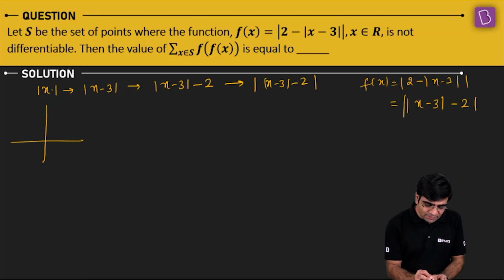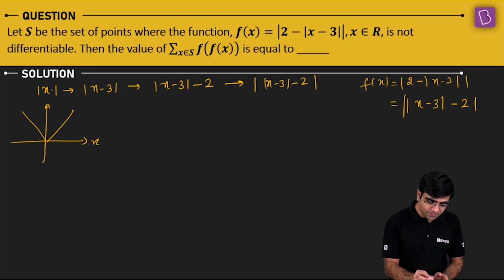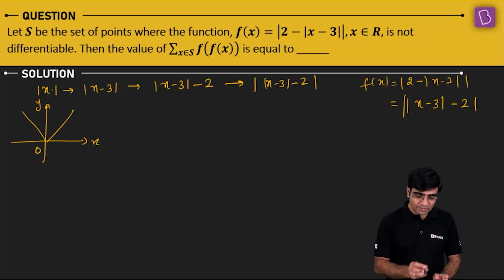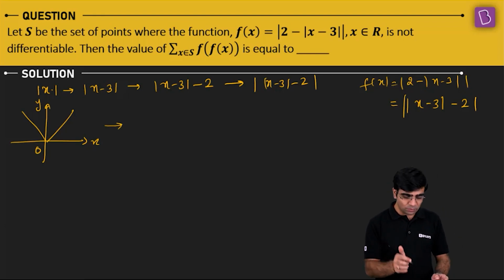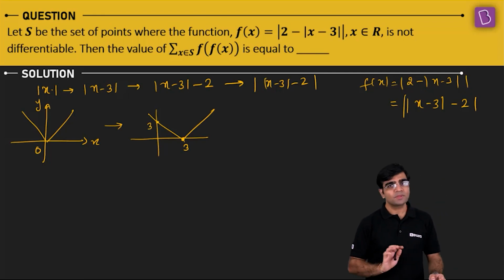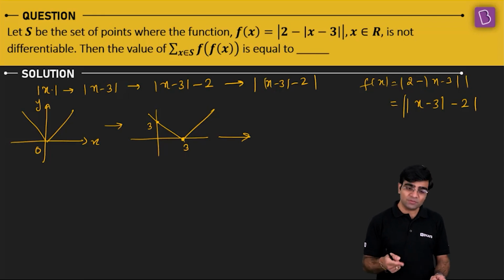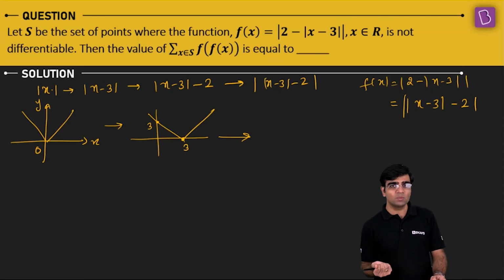So mod x is simply this graph. Very simple. x, y, 0. Then from here I'm reaching mod of x minus 3. So my critical point will become what? x equal to 3. So my graph becomes somewhat like this. So this is 3, right? And this becomes what? Also 3. Perfect. Okay, so we got this as the graph of mod of x minus 3. Perfect. From here, I'm reaching mod of x minus 3 minus 2. So I have to pull this graph by 2 units downwards, right?